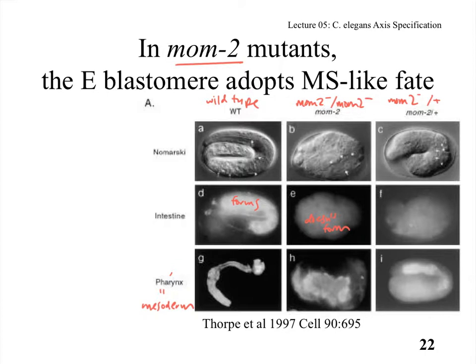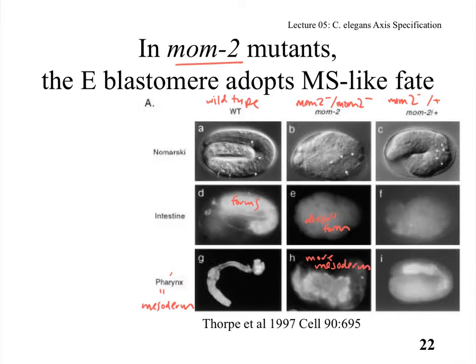And then when they dissect out the pharynx or stain for the pharynx, check out that we've got this much bigger blob going on here. And granted, it's not really well formed, but there's definitely a lot more of it there in terms of volume. And so this is where the name comes from. So again, this is more mesoderm.